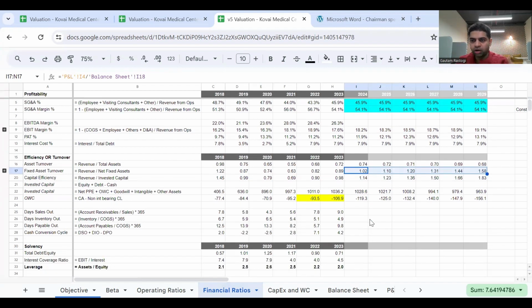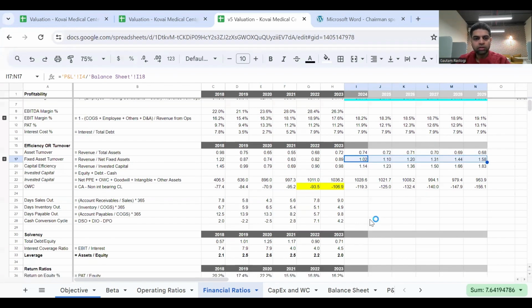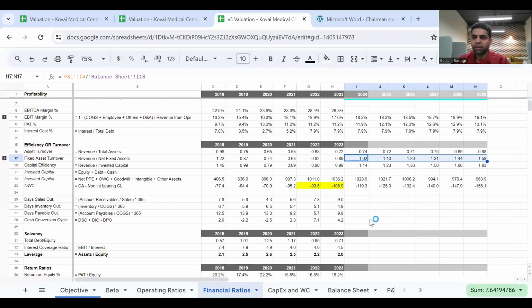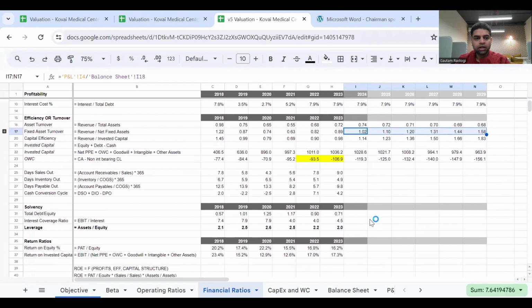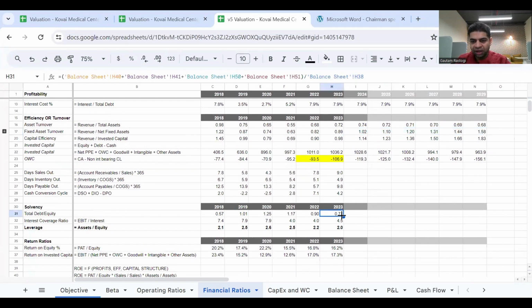But right now, these are my assumptions. I'm assuming no capacity expansion because there has been no explicit communication from the management in that regard. Although I did estimate the potential incremental beds that Kowai could have, so that is something that we already estimated. All right. Now, moving forward, solvency, debt by equity.